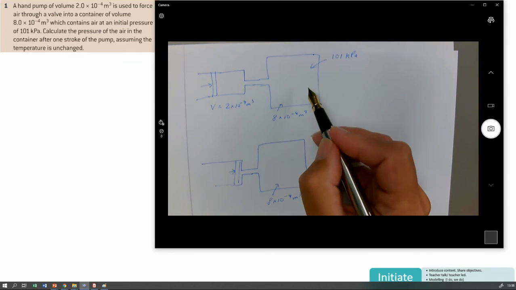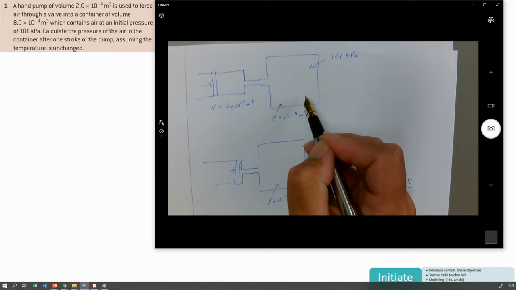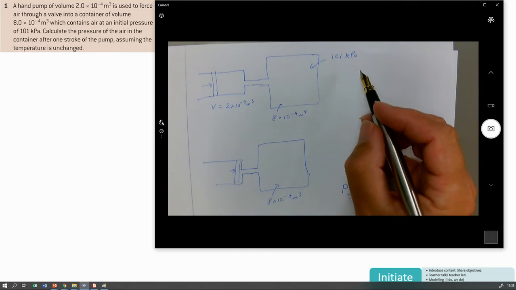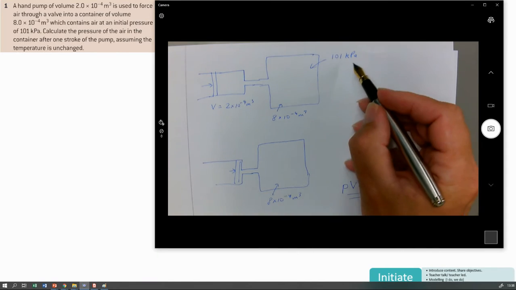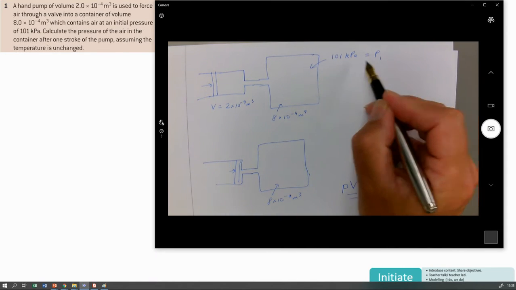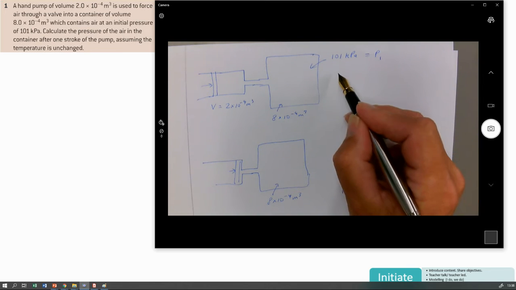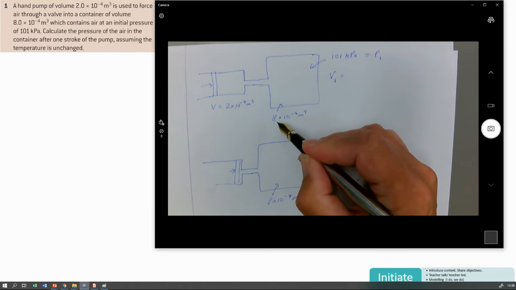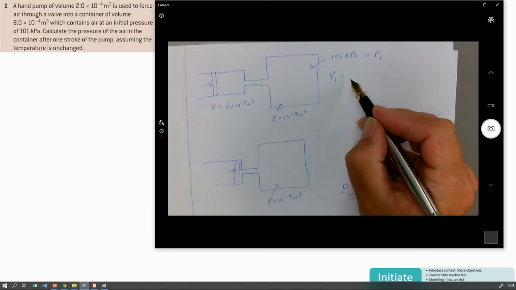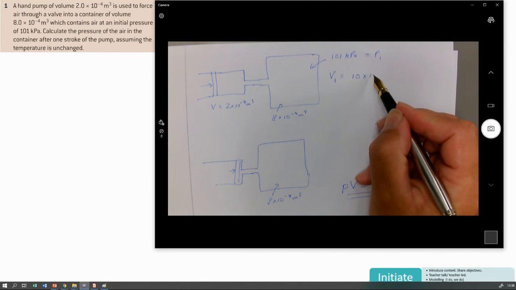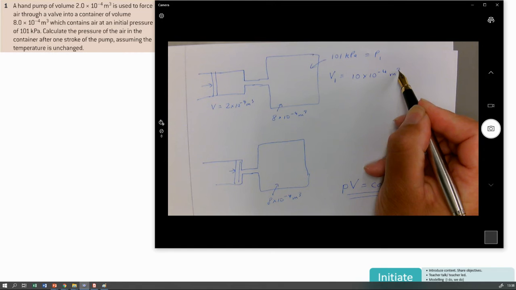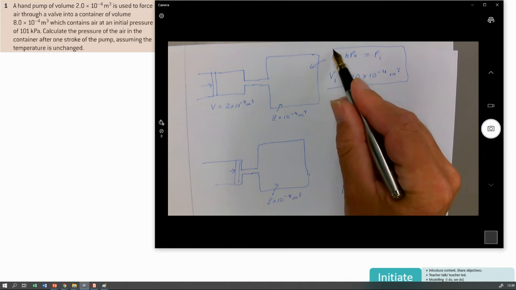Okay. Our pressure-volume combination here, add these two up. So our pressure, let's call that P1, is 101 kilopascals. Our volume V1, let's call it, is that, add that. And if you add those two together, that makes 10 times 10 to the minus 4. I know that mathematicians don't like you doing that, but tough.